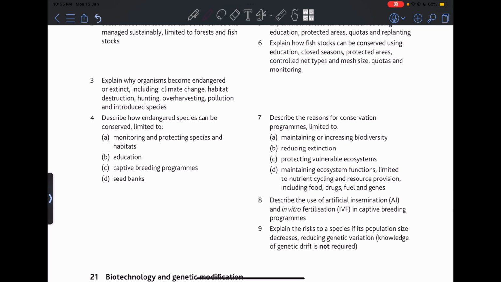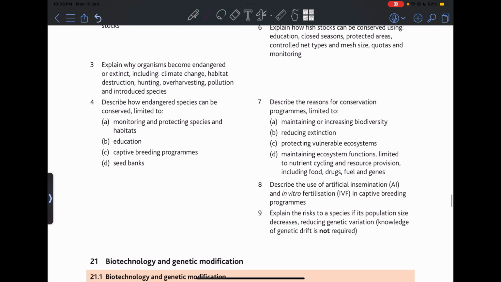Describe how endangered species can be conserved, limited to monitoring and protecting the species and habitats. This is by creating laws and introducing fines, so that the people who hunt down those animals will have to pay a lot of fines, and there will be consequences to doing that.